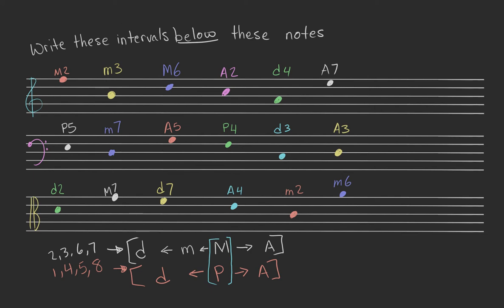So now it's time to write intervals below notes. So here's one way to do it. All you have to do is write the second below and then tweak if necessary. Okay? So here we have the note, we went down, so we started with F and we wrote E below it. Okay, so we have F and now we have E.